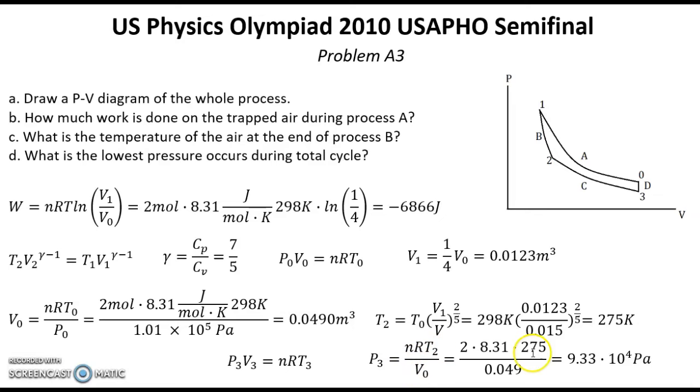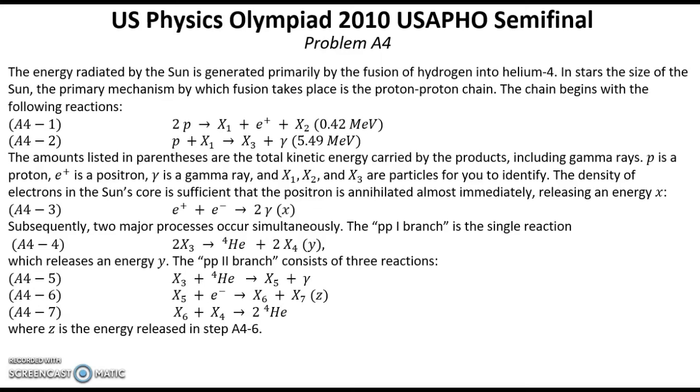We can put numbers, and the result will be 9.33 times 10 to the power 4 pascals. That's the answer for question D. US Physics Olympiad 2010.